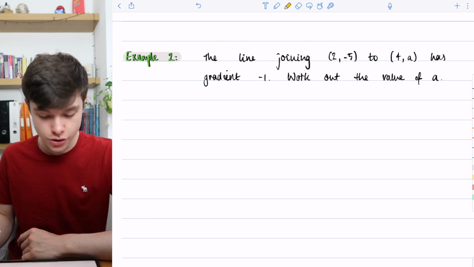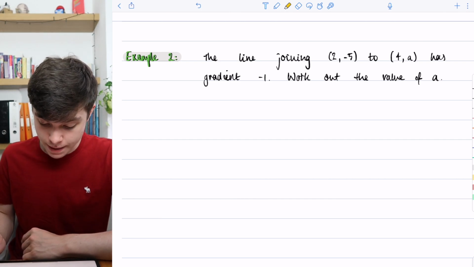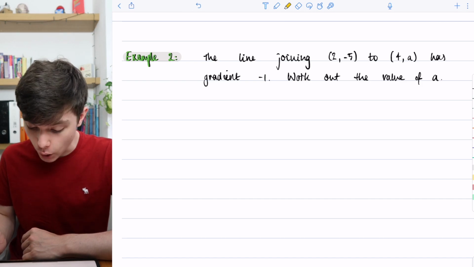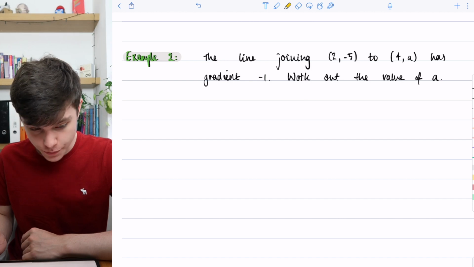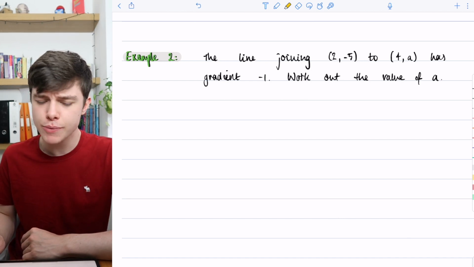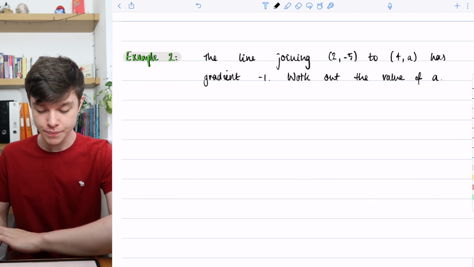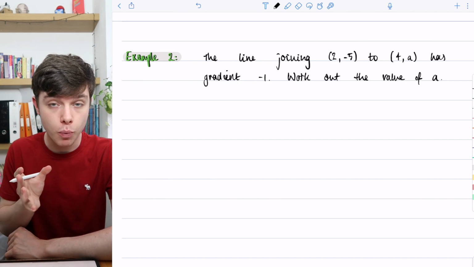Okay, let's have a look at another example. We've got a line joining 2 points, (2, minus 5), to another point, (4, a), and that line has a gradient of minus 1. We want to work out the value of a. So to do that, I'm not going to draw a diagram here, I'm just going to consider the formula.